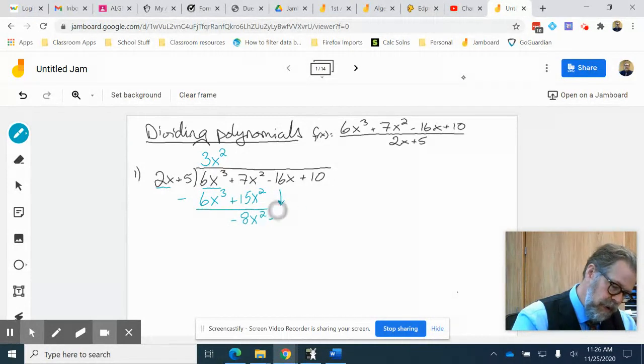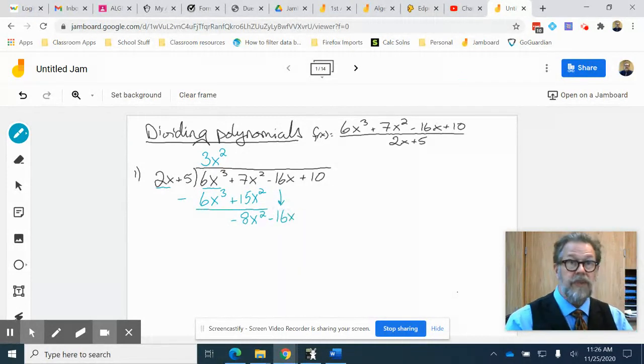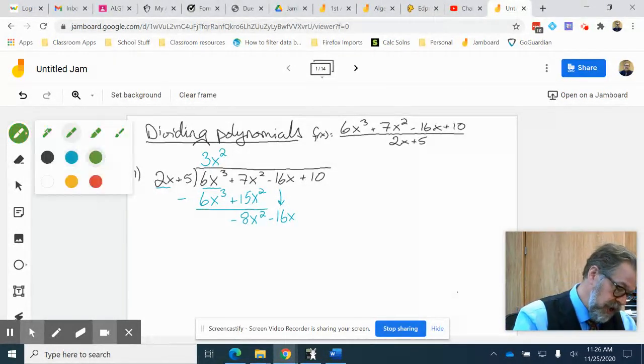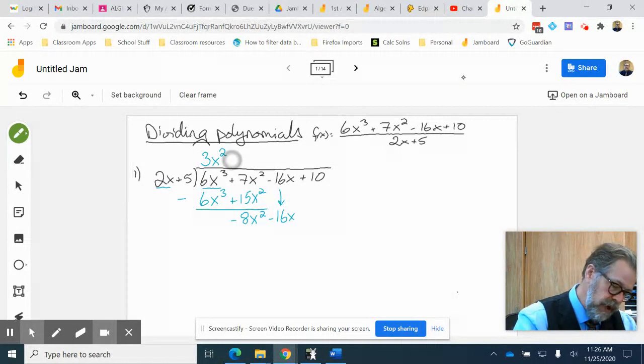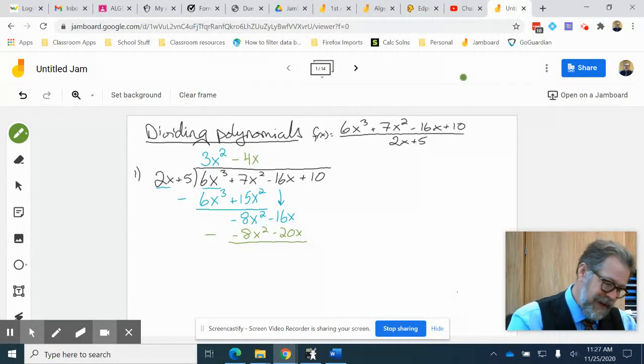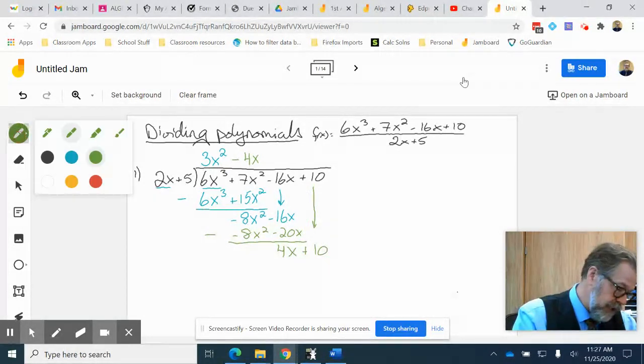And then I bring down the next term. And I repeat the process. Change colors. How many times does 2x go into negative 8x squared? And the answer is it goes in negative 4x times. Multiply the whole divisor, and I get negative 8x squared minus 20x. I subtract. Negative 8 minus negative 8 is 0. Negative 16 minus negative 20 is 4x. And I bring down the next, and in this case, last term.